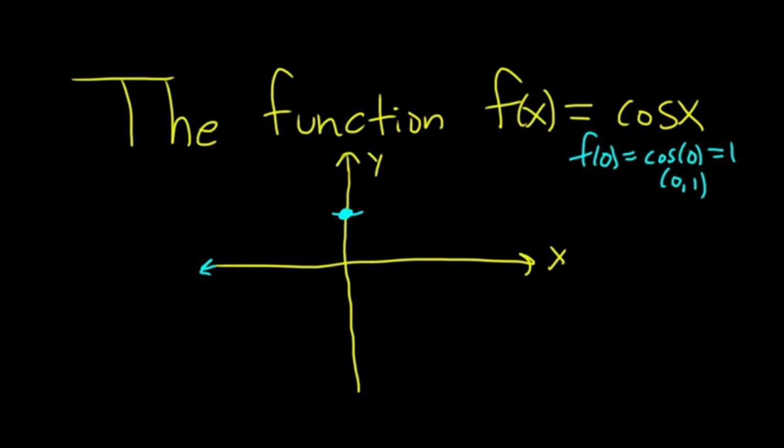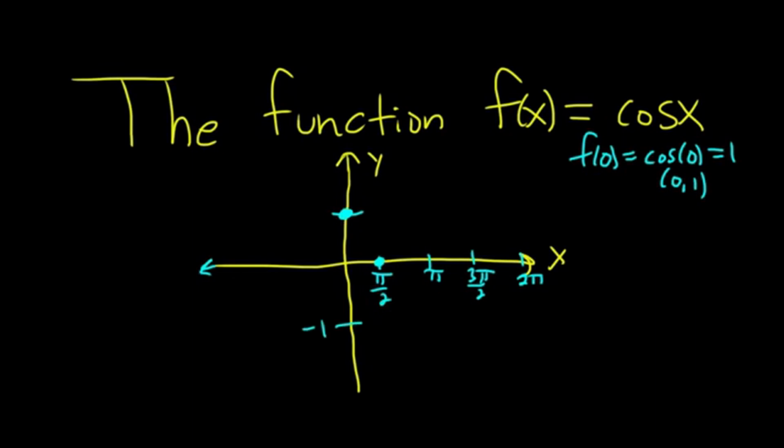Then you have pi over 2, pi, 3 pi over 2, and 2 pi. I have all the values memorized, so it's easy for me to graph it. But if you remember where it starts, it makes it a little bit easier. So it starts at 1, and then at pi over 2, the cosine of pi over 2 is 0.